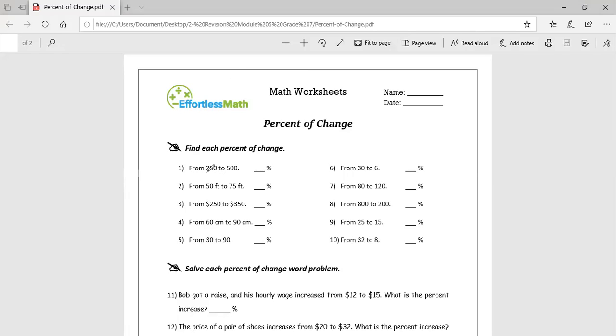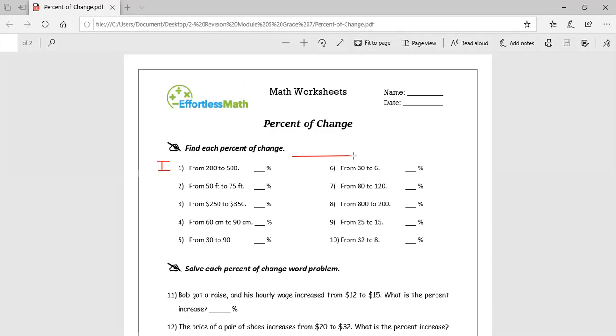So first here, from 200 to 500, will this be an increase or a decrease? Increase, yes. So this one will be an increase. So if I want to find the answer for the first question, from 200 to 500, Abdurrahman, could you please tell me which formula we are going to use?